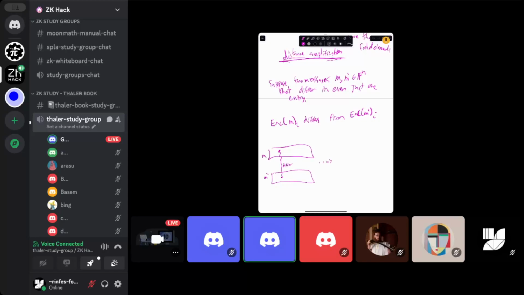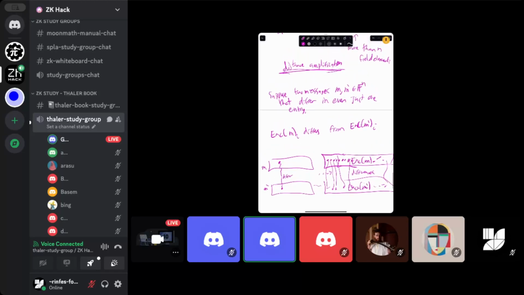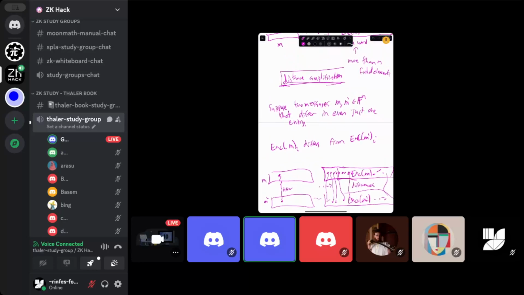And if you then look at the encodings, distance amplification means their encodings, which might be a much longer vector than M itself, should differ almost everywhere. So a large fraction of the entries of the encodings differ. All of these dots I drew are differences. So that's what SNARKs need, this distance amplification property.